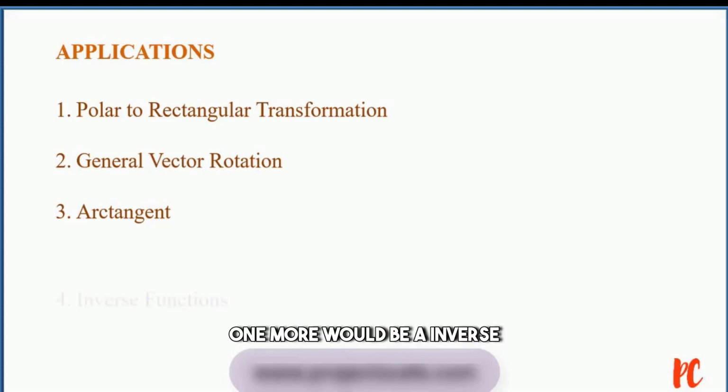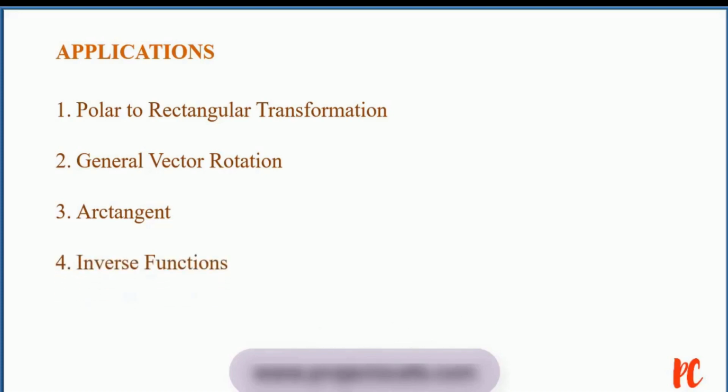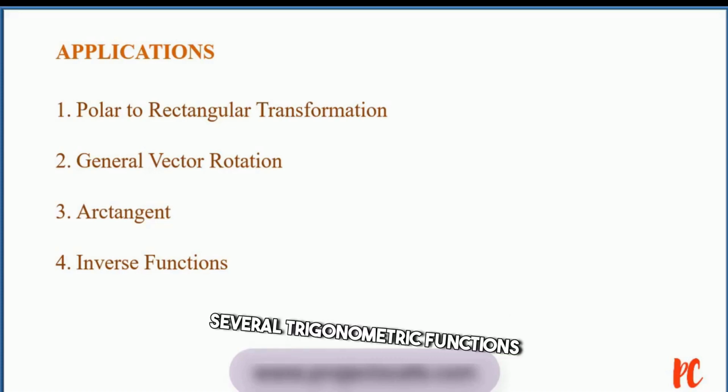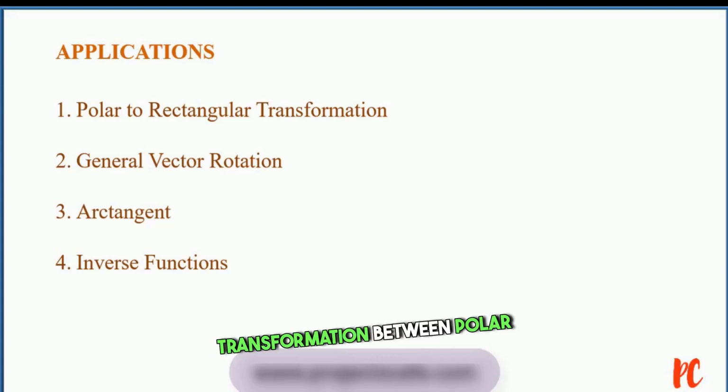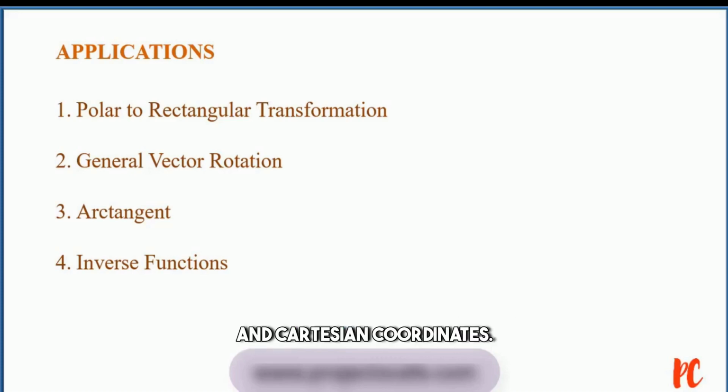One more would be inverse CORDIC functions. In most cases, if a function is generated by a CORDIC style computer, its inverse can be computed. The CORDIC rotator described is usable to compute several trigonometric functions directly or indirectly. The initial values and modes permit direct computation of sine, cosine, arc tangent, vector magnitudes and transformations between polar and Cartesian coordinates.